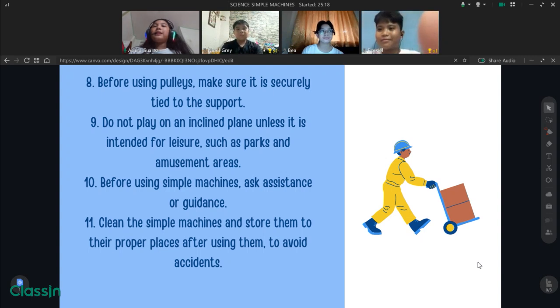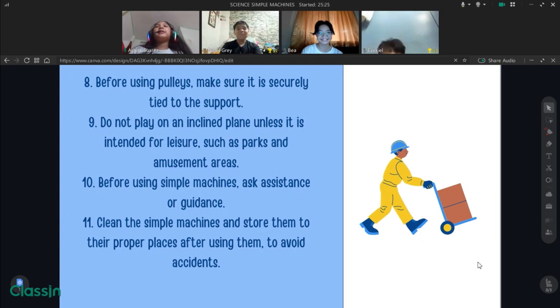Number 11. Clean the simple machines and store them to their proper places after using them to avoid incidents.